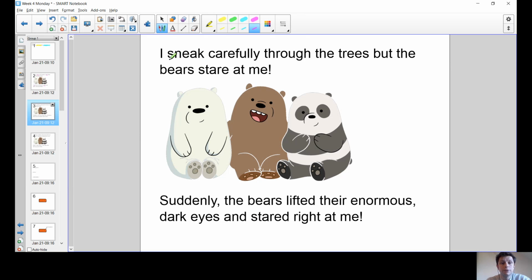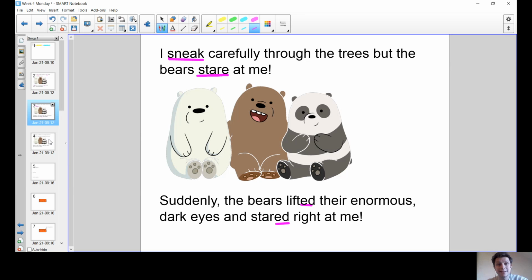This time, the first one is present tense. I sneak carefully. That means it's happening now in the sentence. The bears stare at me. Once again, that is present tense. It's something that's happening now. And the second one is past tense. It's things that have already happened. The bears lifted their enormous dark eyes and stared right at me. Sometimes you will see these ed endings on a verb. Lifted, stared. That tells you that it's in the past tense. It's something that's already happened.